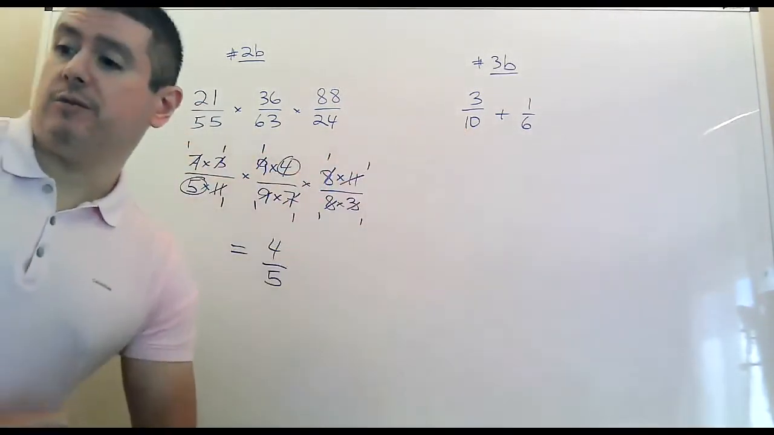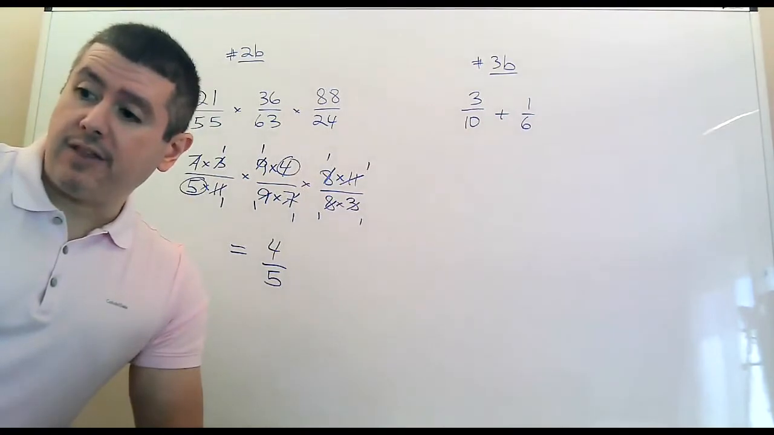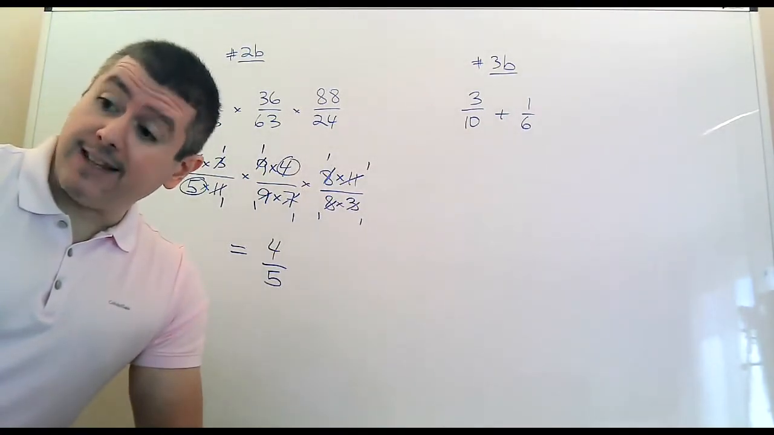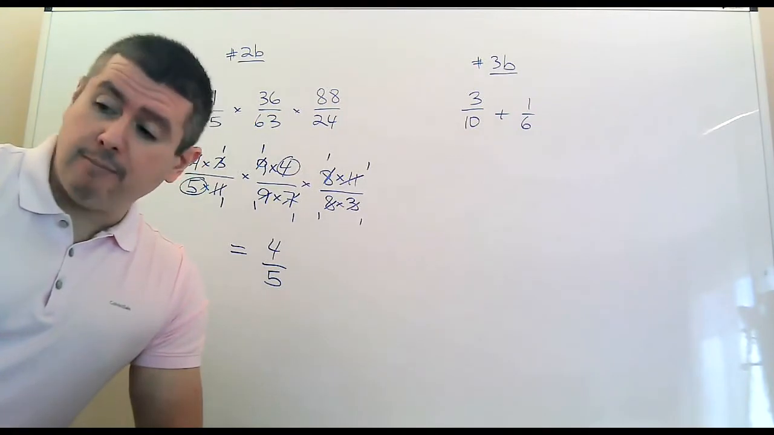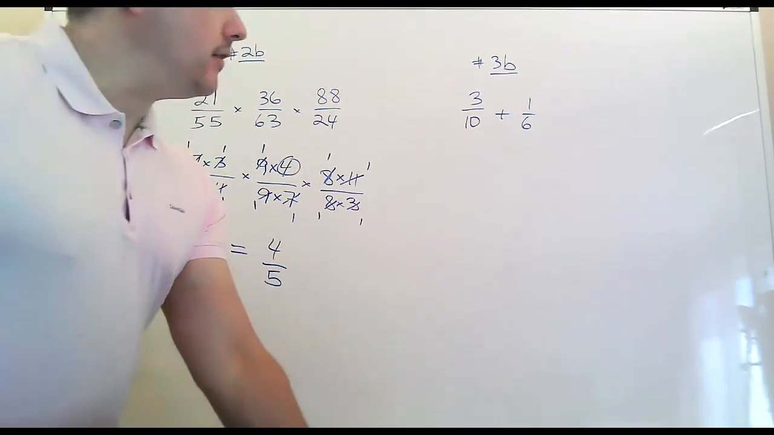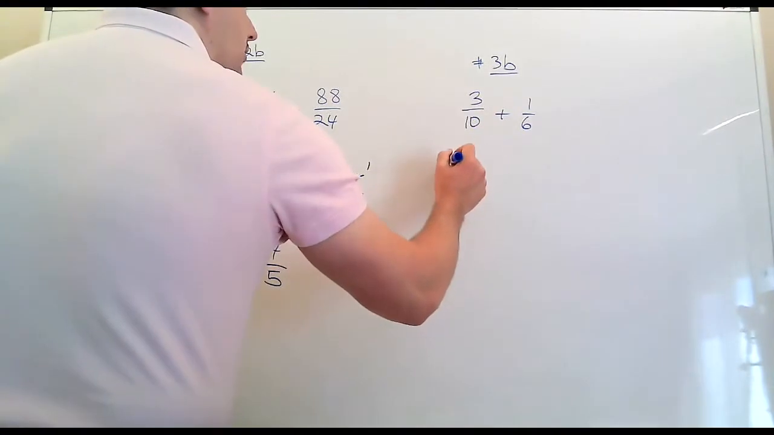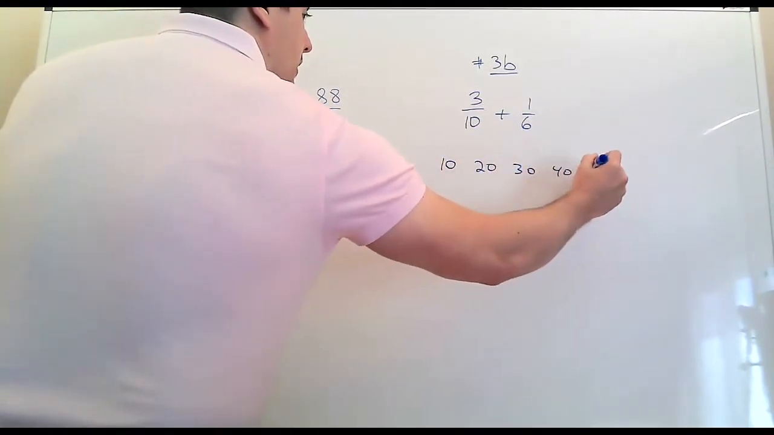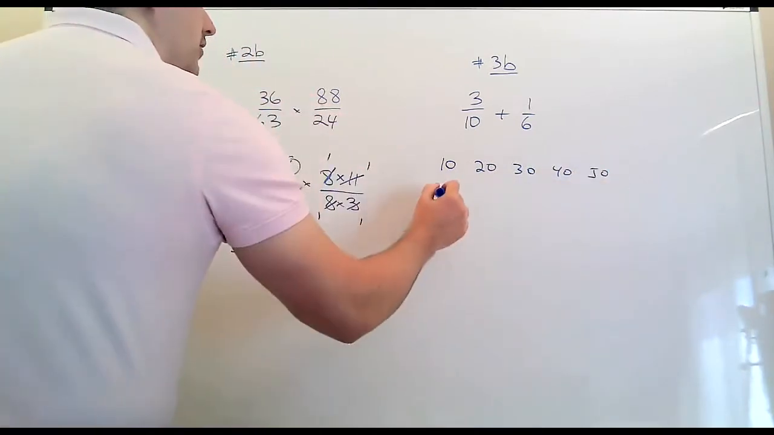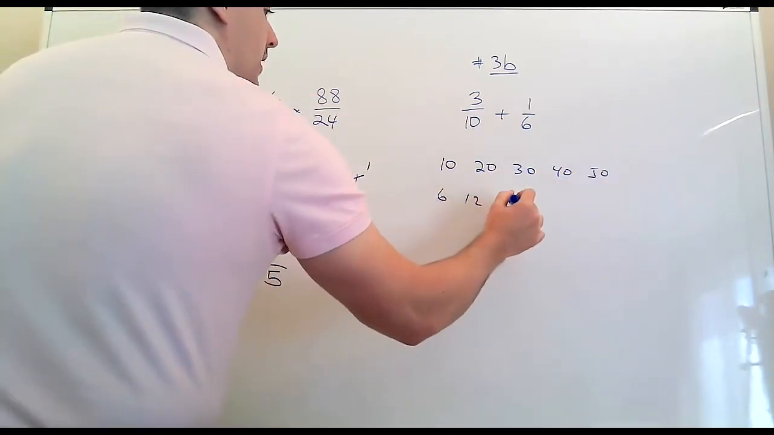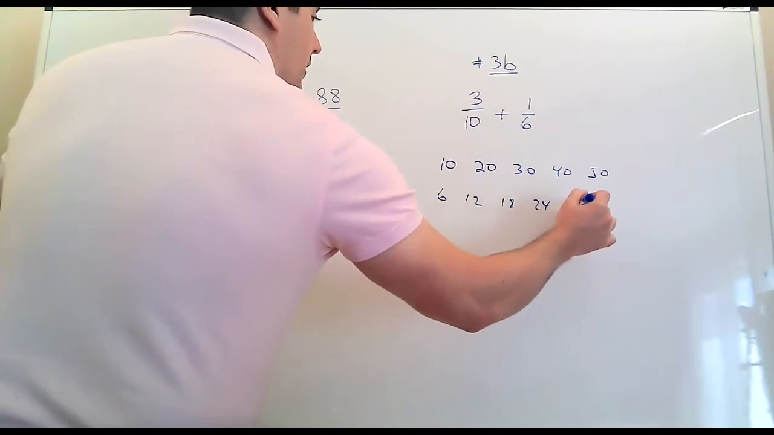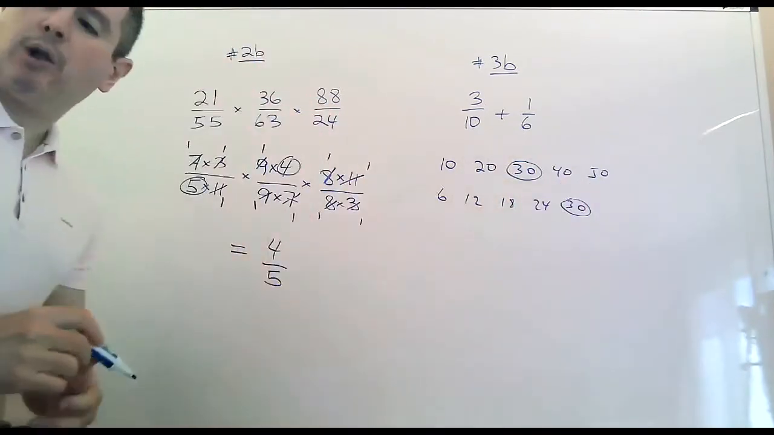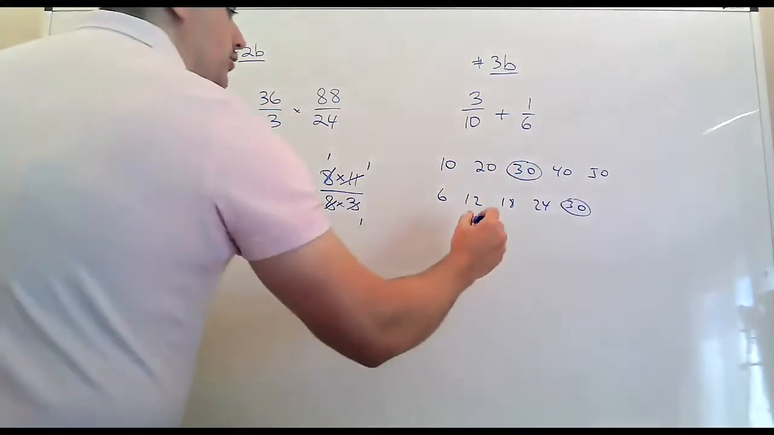Now, the next one is addition. So remember, the technique that I taught you was write out the multiples of both numbers and take the least common. And then the amount that you wrote out, right, it's very simple. So I have 10. So I'm going to write 10, 20, 30, 40, 50. Now for 6, 12, 18, 24, 30. Yay! There's my least common multiple, right?